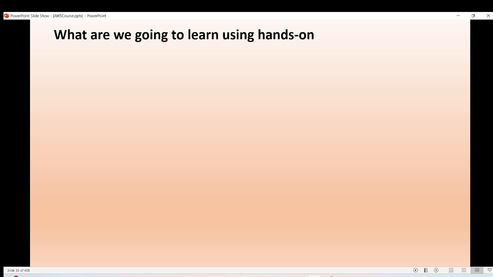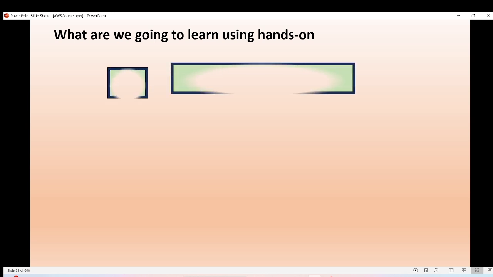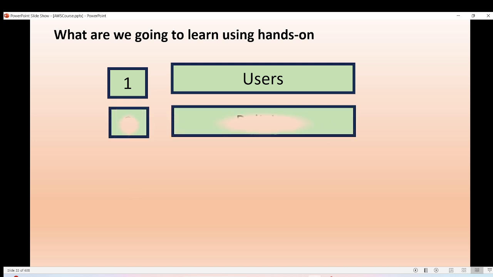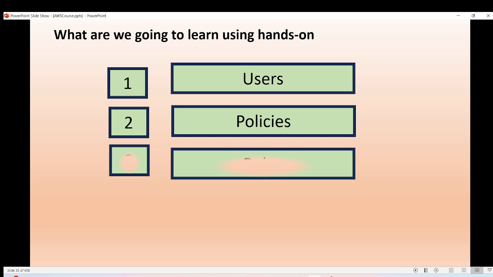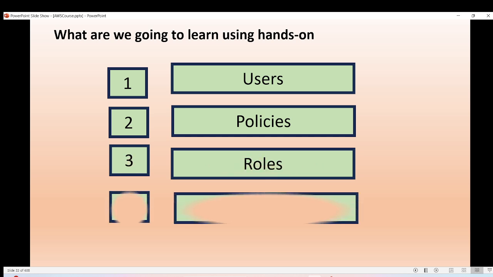Now what are we going to learn using hands-on? Guys, now let's talk about the key pillars of IAM. First, users. What is a user? An IAM user is a person or service that needs access to your AWS account. Second, policies. Third, roles. And fourth, groups.